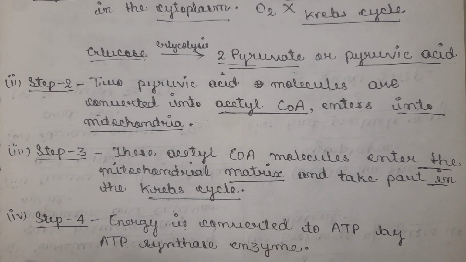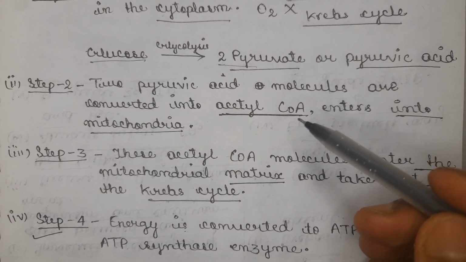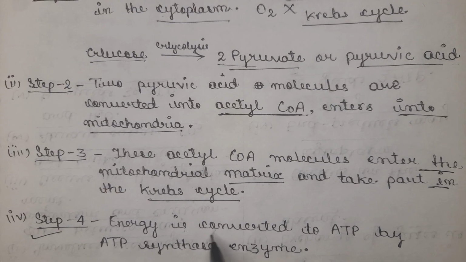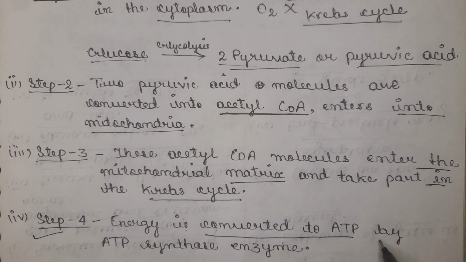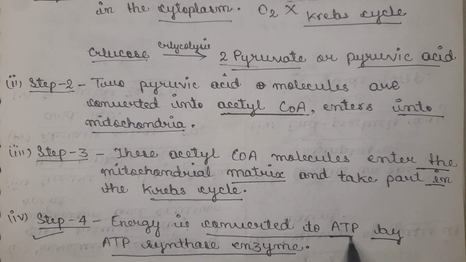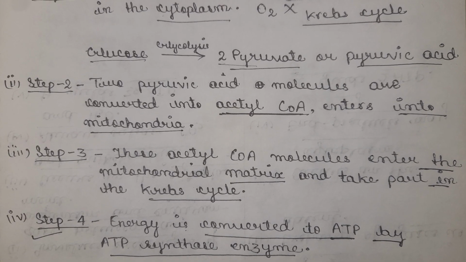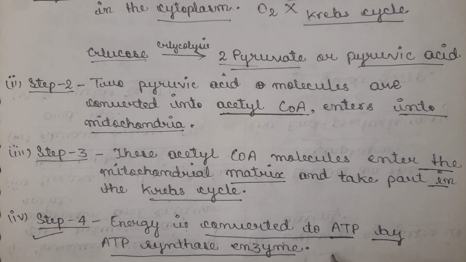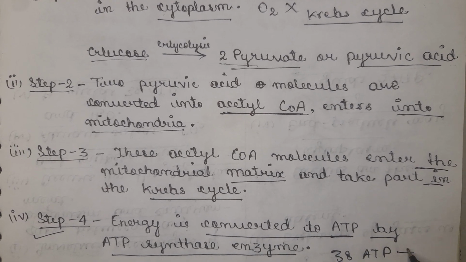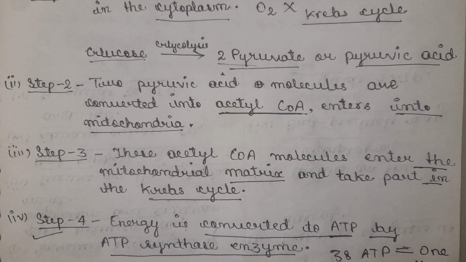Now in the last step, step 4, in all these 3 steps some amount of energy is also released. This energy is released in all the above steps and is converted into ATP. With the help of the ATP synthase enzyme, the energy is converted to ATP, that is adenosine triphosphate. And we all know that in aerobic respiration a total of 38 ATP is produced from one molecule of glucose.